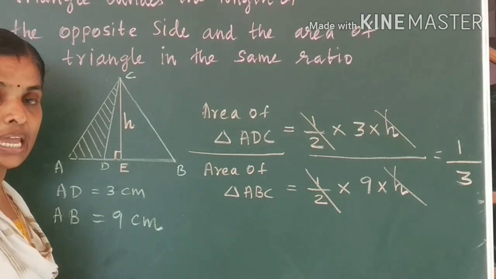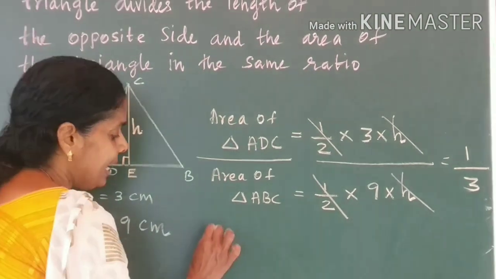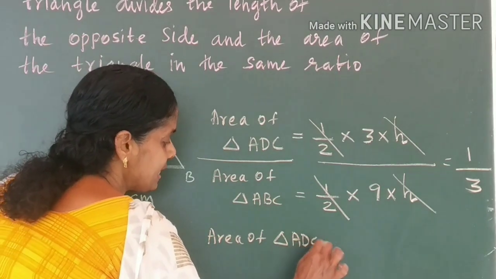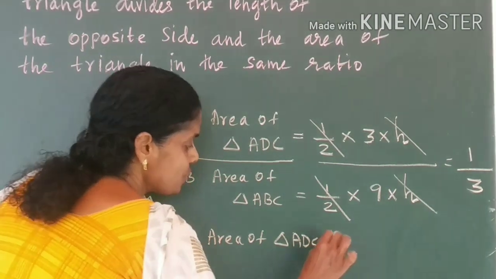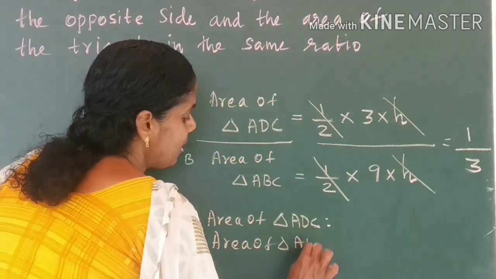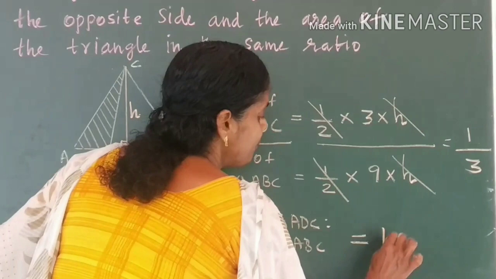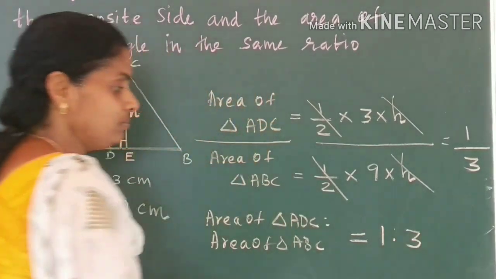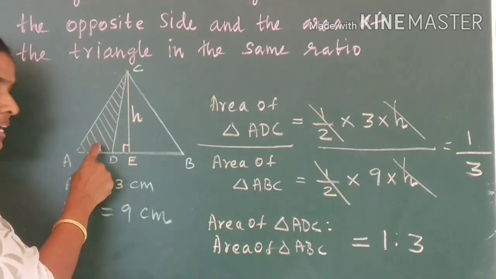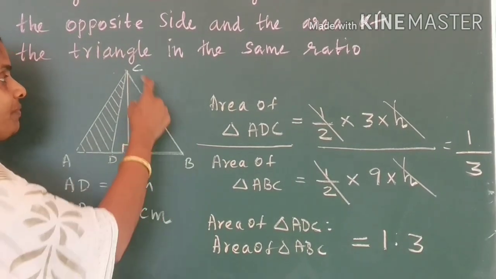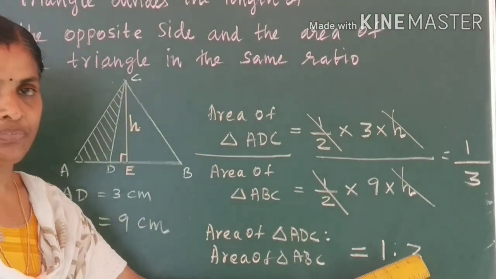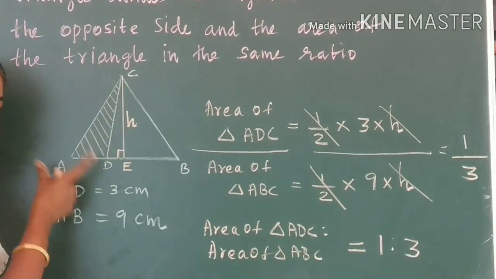So what can you say about the area now? Area of triangle ADC is to area of triangle ABC is equal to 1 is to 3. Is it clear, children? Area of the smaller triangle to the area of the bigger triangle, I got it as 1 is to 3. Now come to the base.